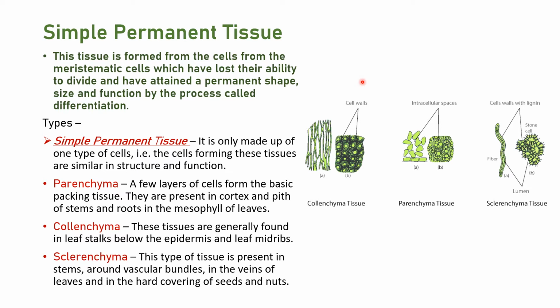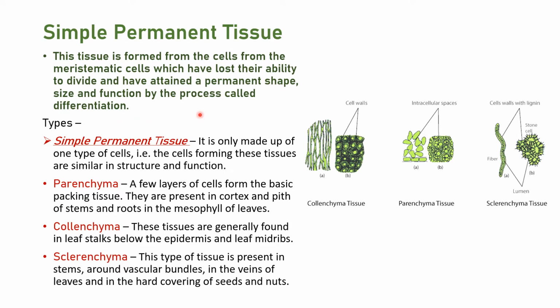So there are certain permanent tissues. Now these permanent tissues are formed out of meristematic tissues, right? Because meristematic tissue has the ability to divide and divide, but when they lose that ability of dividing, then what happens? Then this tissue takes a particular shape and size according to the function they perform, right? The process of taking a permanent shape, size and function is known as differentiation, right? So this is all about differentiation.